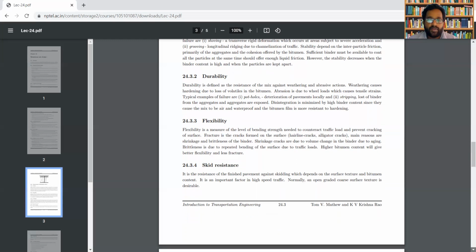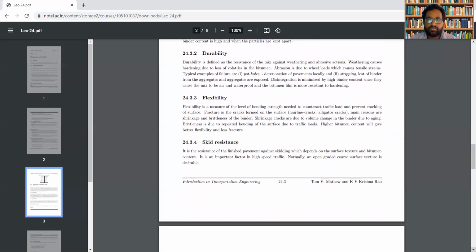Next one is flexibility. Flexibility is a measure of the level of bending strength needed to counteract the traffic load and prevent the cracking of the surface. The traffic load needs to be counteracted and the cracking of the surface needs to be prevented. So how much strength is available for both of these? For counteracting the traffic and also preventing the cracking of the surface, you call it flexibility.